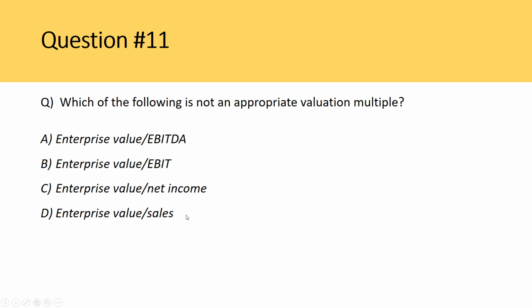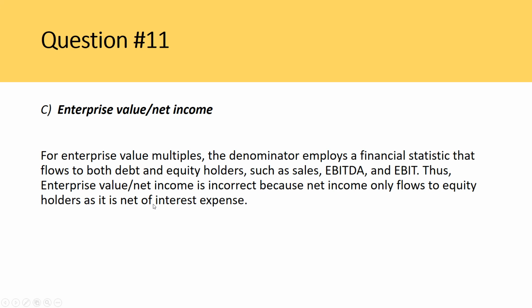Another big thing that we talked about in the video, I spent a lot of time explaining this, so I'm only going to quickly explain it now. The answer, which of the following is not an appropriate valuation multiple, would be C. So for enterprise value multiples, the denominator employs a financial statistic that flows to both debt and equity holders, such as sales, EBITDA, and EBIT.